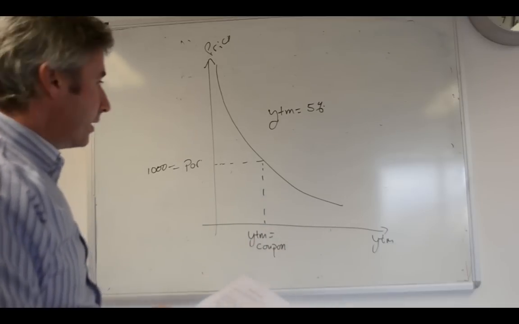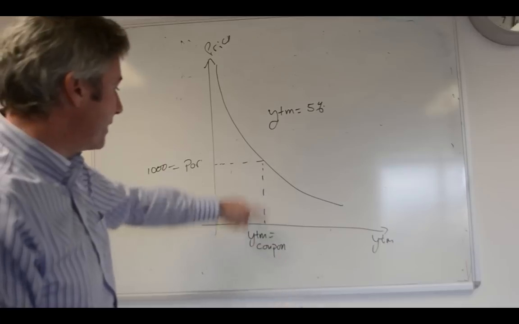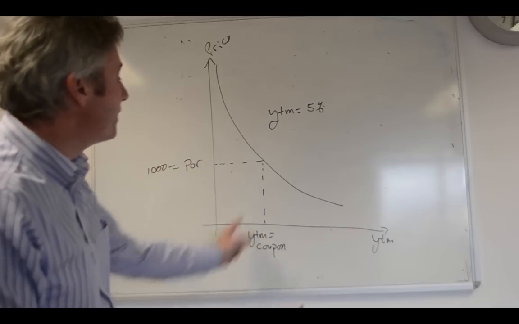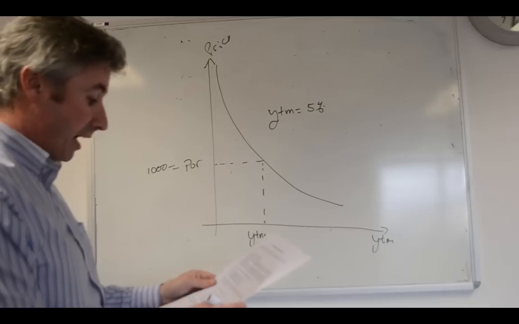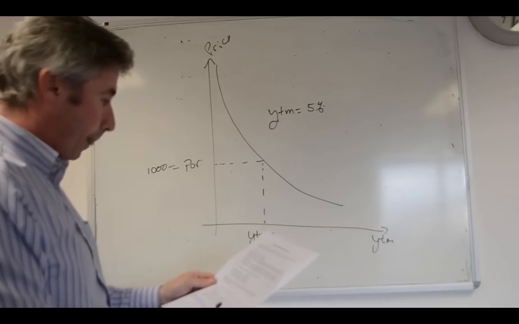else it wouldn't be priced at $1,000. So remember that when yield is equal to coupon, the bond is priced at par. When yield is greater than the coupon, it's at a discount, and when yield is less than the coupon, it's at a premium. So the answer to part D is 5%.